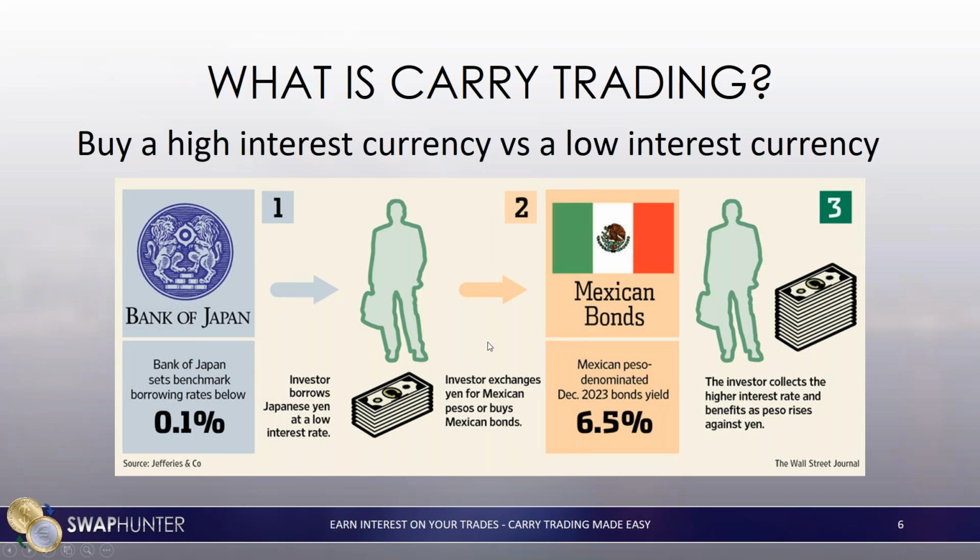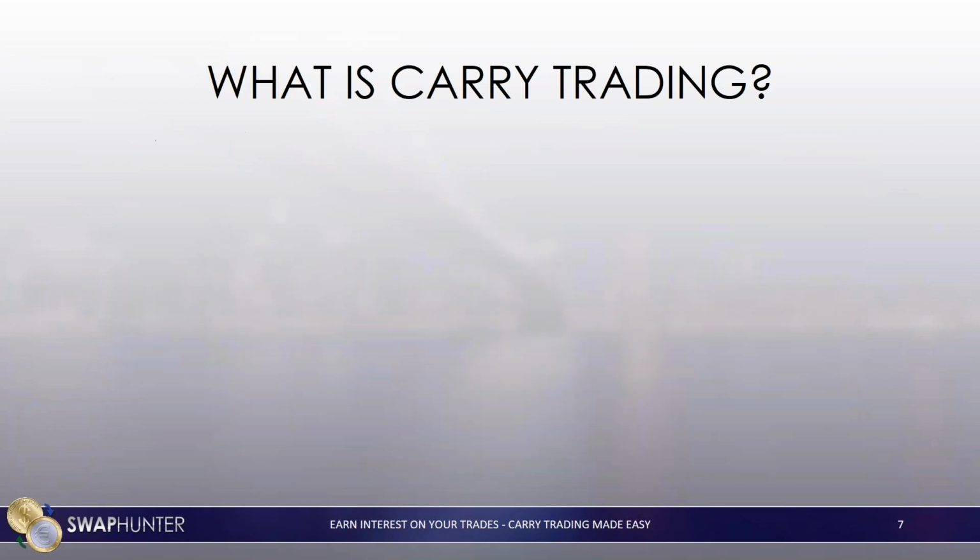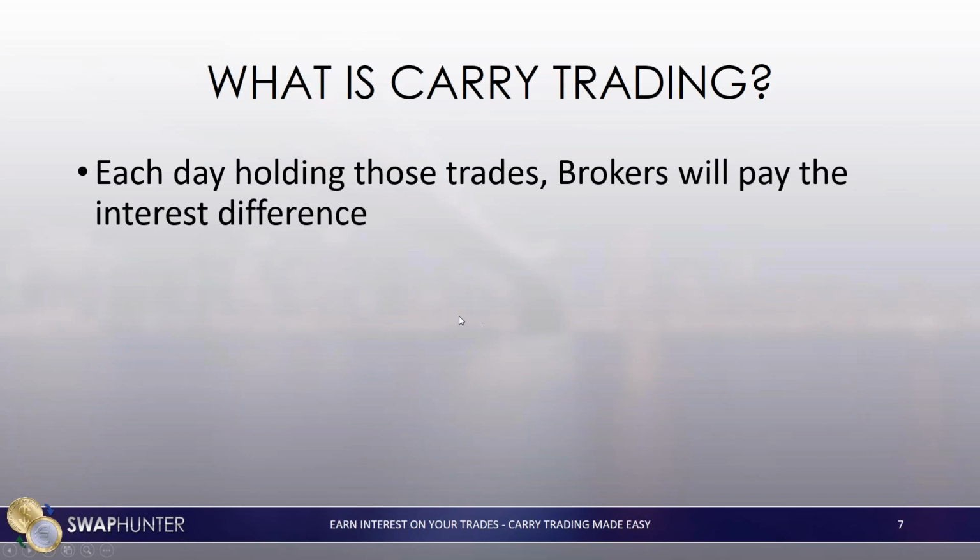Now, as I said, this is just an example. Okay, it's interesting right now with emerging market currencies, but we'll get into all of this a little bit later. Okay, so every day you're holding this position, yen, peso, you're buying the peso and selling the Japanese yen. So you're shorting the yen because you're buying the peso. Every night your broker will pay the interest difference, which is called a swap. And this is the basic idea behind carry trading.